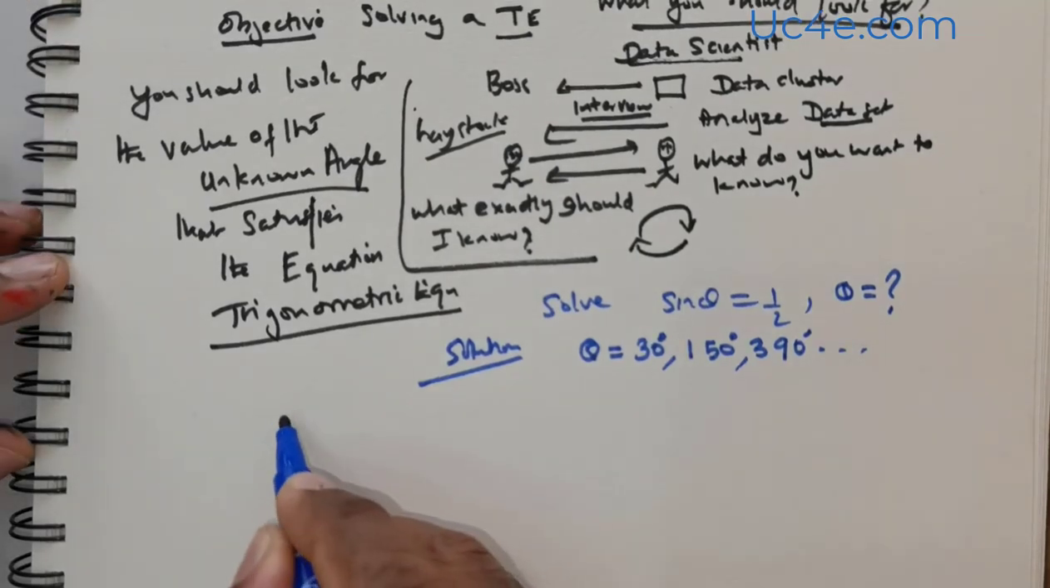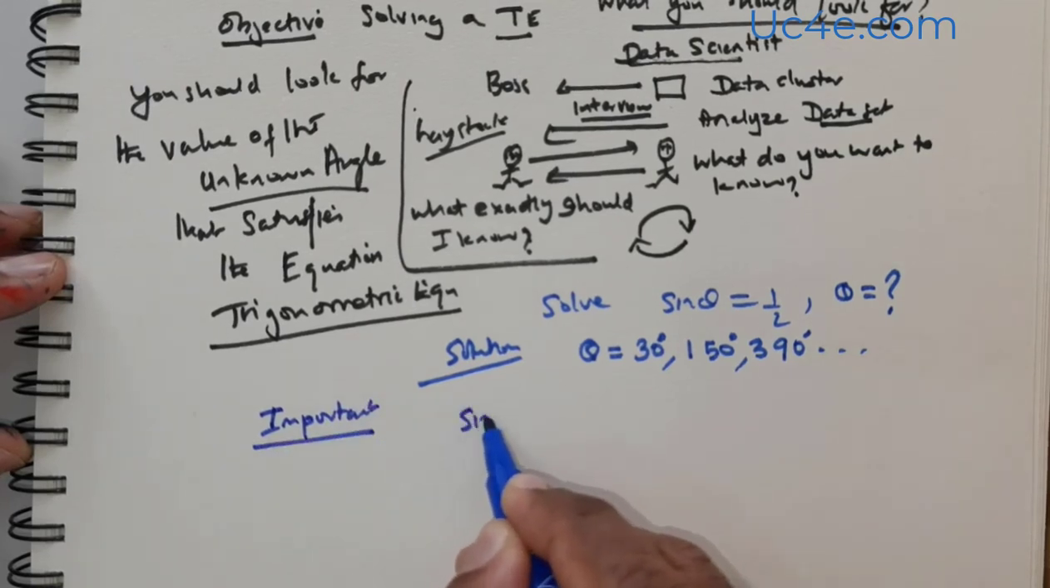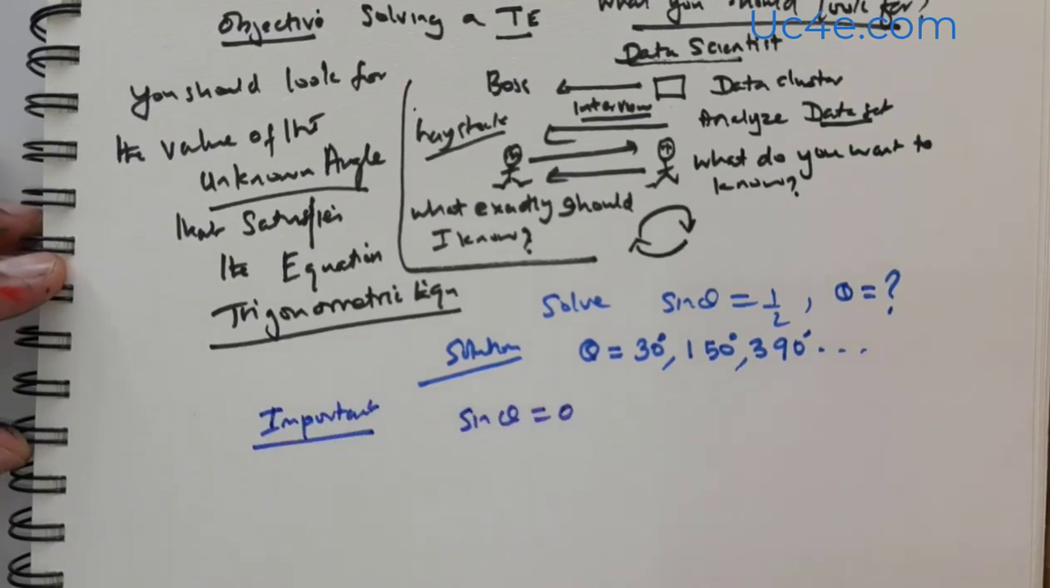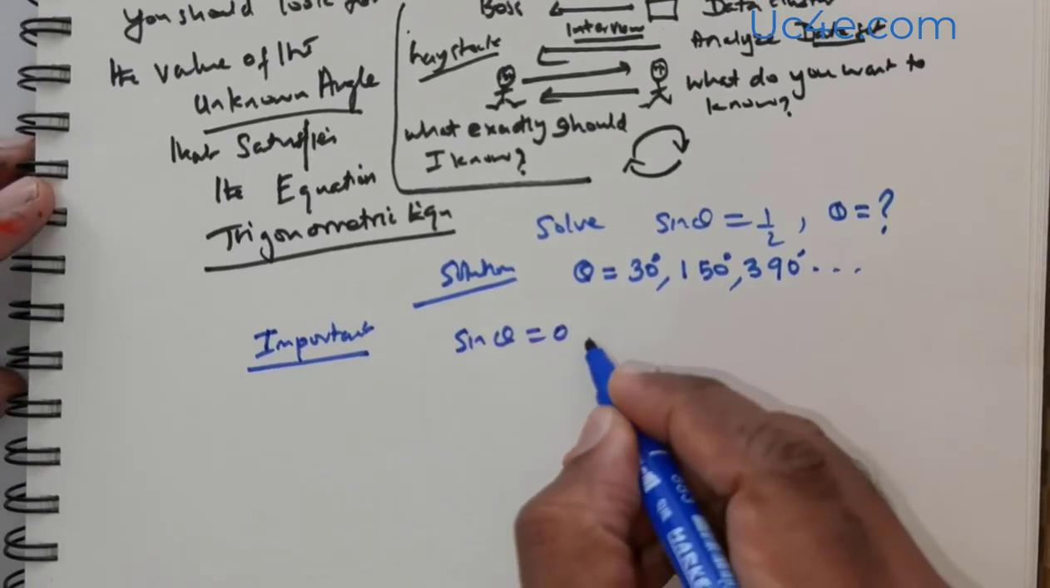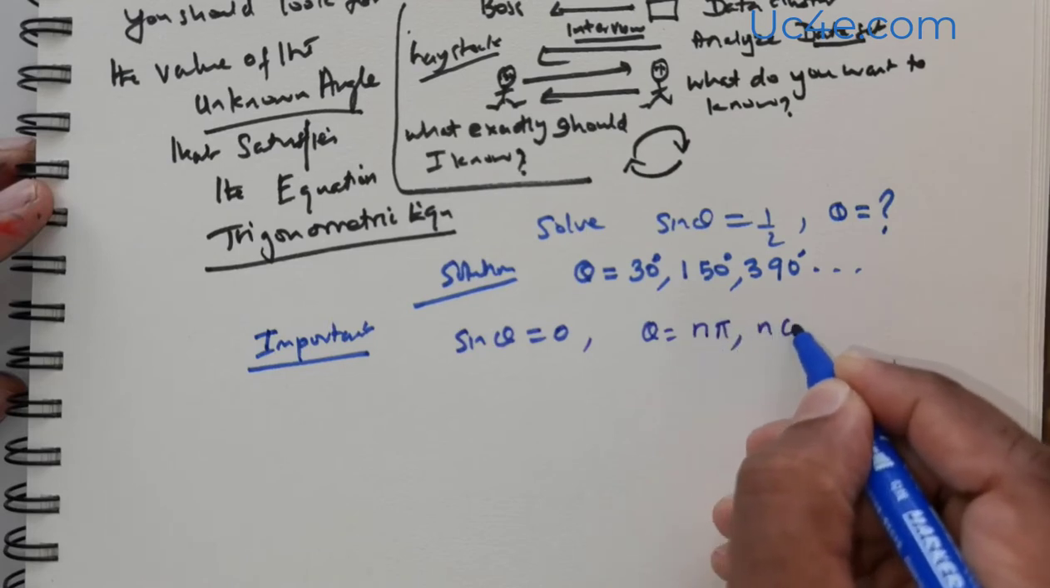Now, additionally, there are a few important things that you will have to know. Now, if sine theta is equal to 0, then the value of theta will be equal to n times pi, where n is an element of Z.